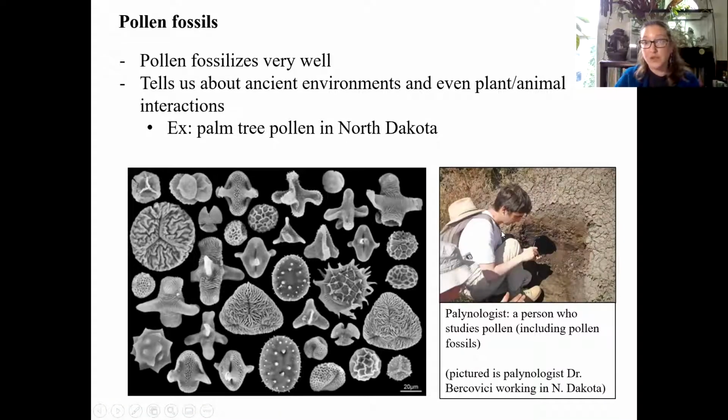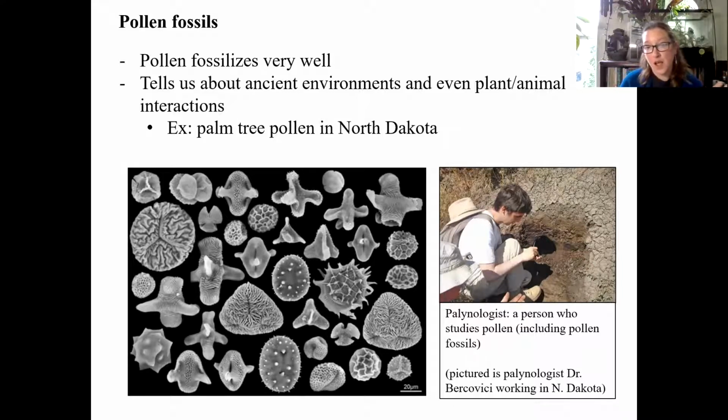Believe it or not, you could actually spend your whole life studying pollen fossils. A person who does that is a palynologist. Yes, that is a job, palynologist. This is a person who exclusively studies pollen, including pollen fossils.